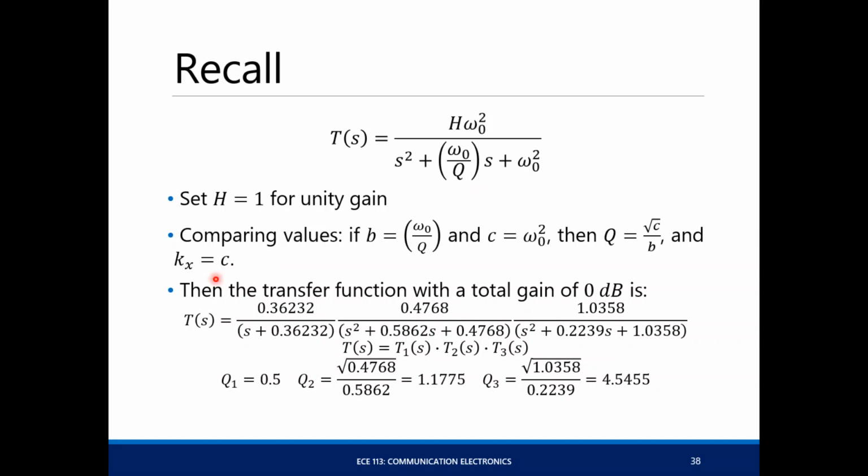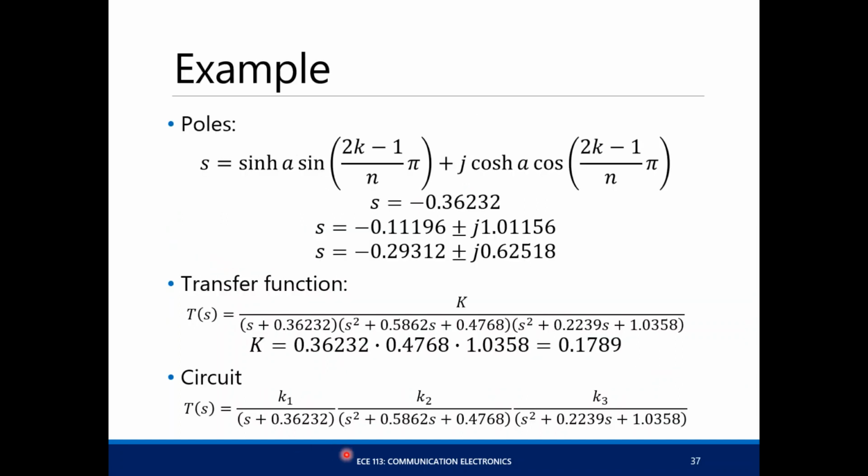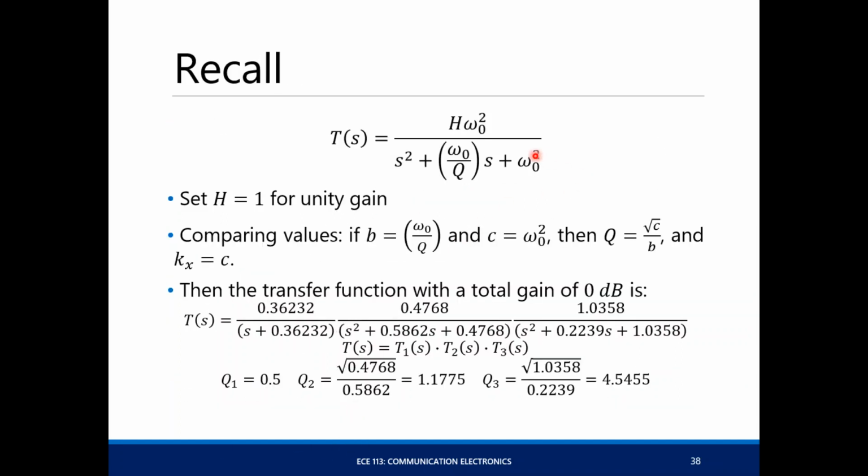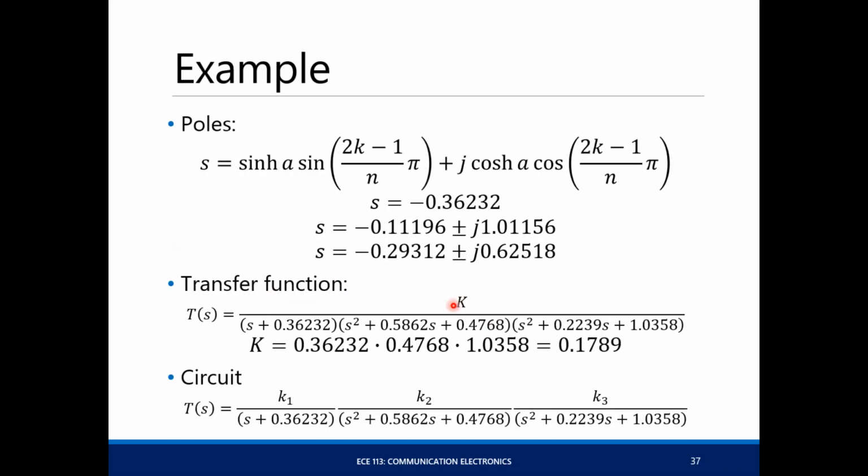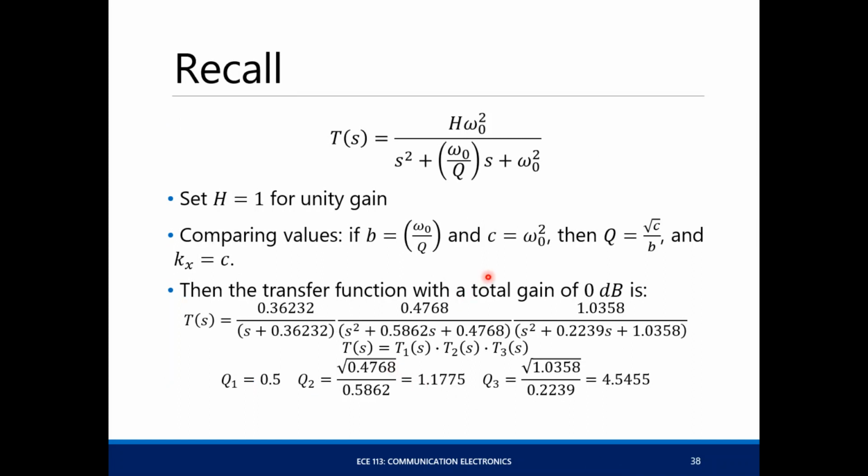So your gain is actually defined by this omega naught. The transfer function with a 0 dB gain would be to split all these k values, and you get this equation. This transfer function ensures 0 dB gain.